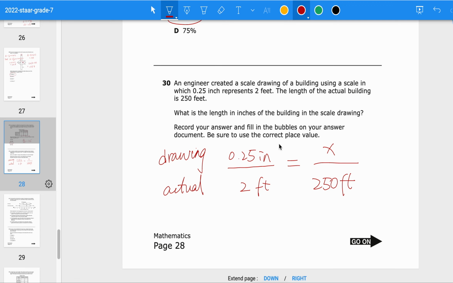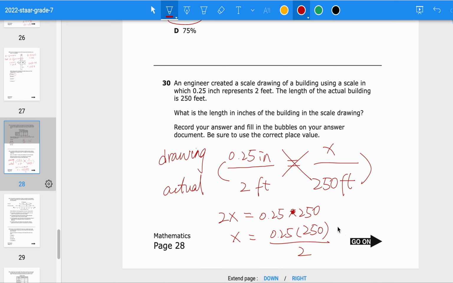So we can make an equation like this. 0.25 is matching with 2, and x is matching with 250. Then we do the cross multiplication. 2x equals 0.25 multiplied by 250. X equals 0.25 multiplied by 250, I'll use this to distinguish this multiplication sign from the x here, and divide it by 2. And you can get the answer is 31.25.